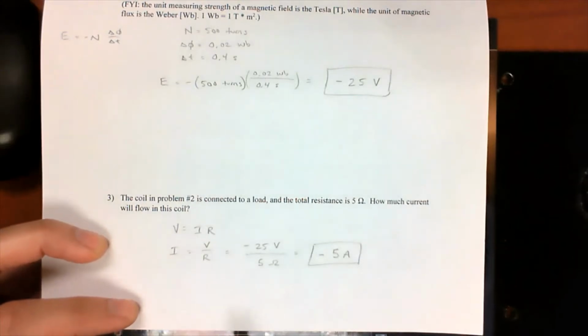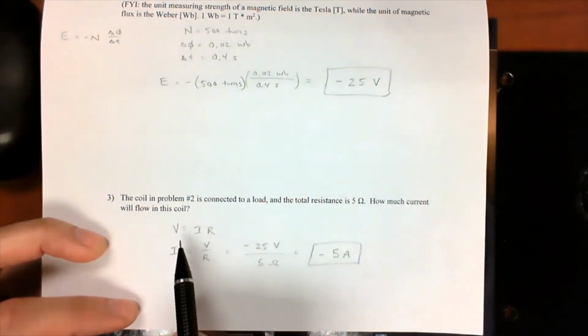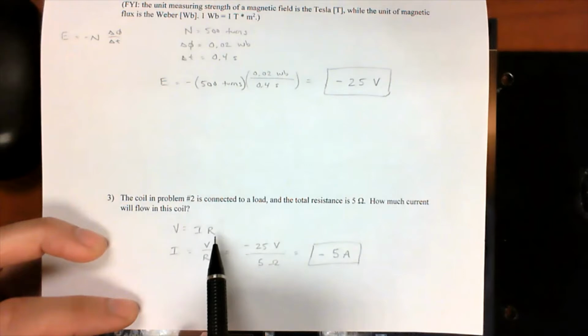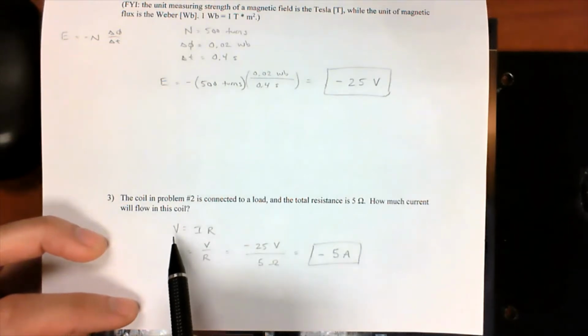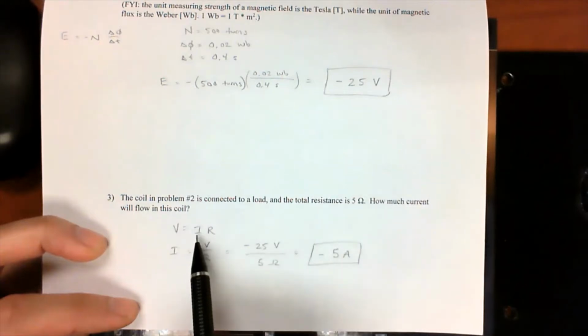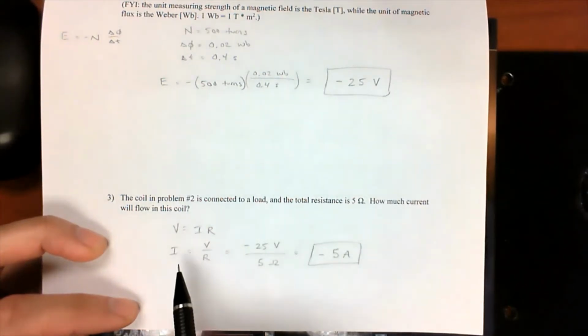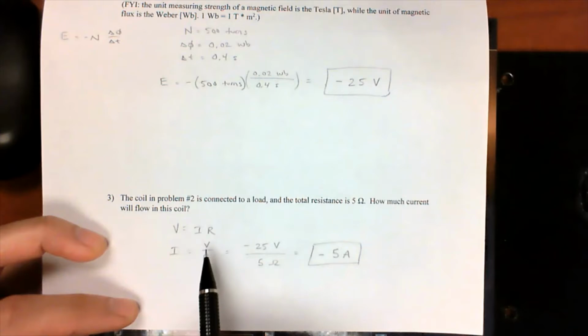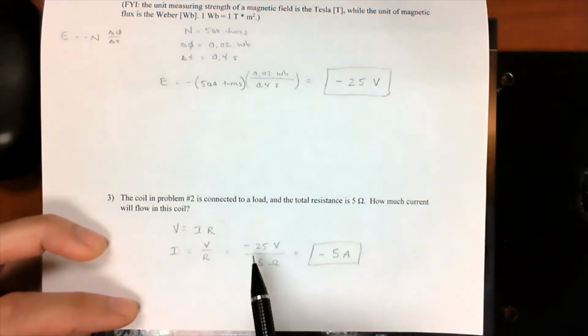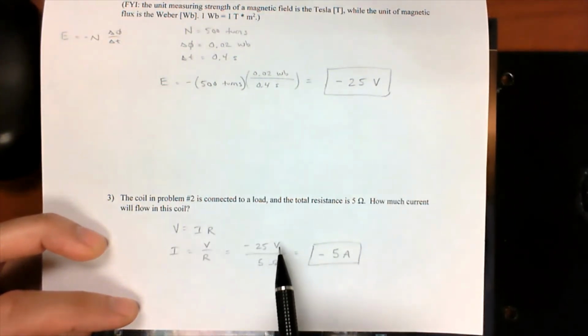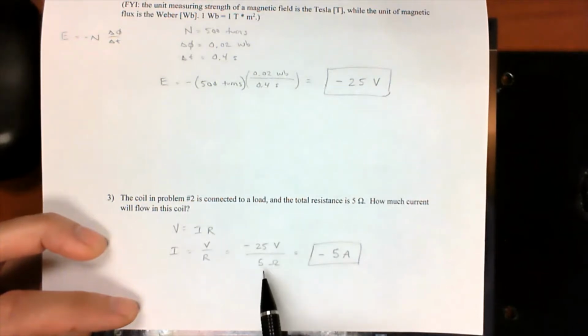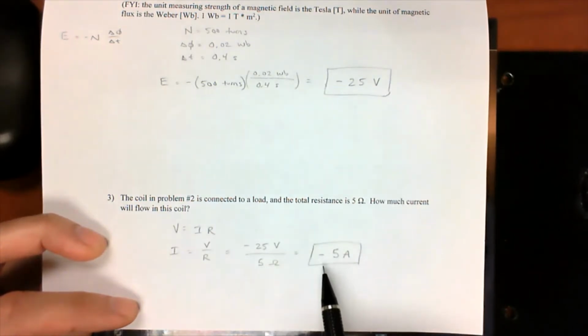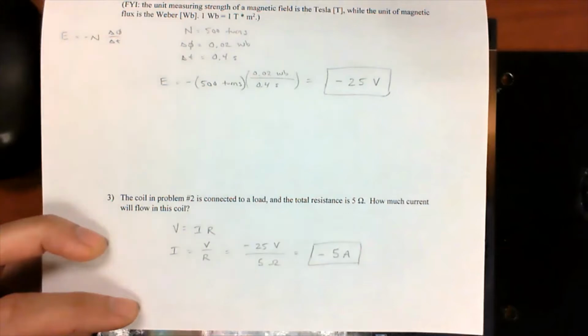Well, this is just a simple Ohm's law equation. We have a relationship V equals IR, and we know the voltage from number 2, and we're told the resistance, so we can find the current. So rearrange this, find that the current is equal to the voltage divided by the resistance, plug in negative 25 volts for the voltage and 5 ohms for the resistance, and you get negative 5 amps for the current.